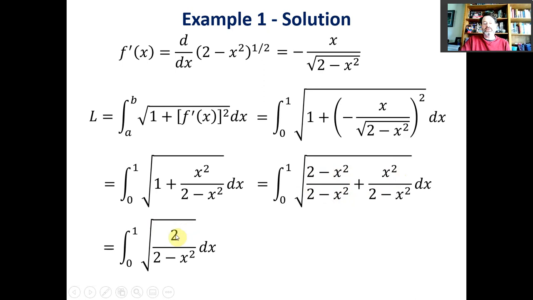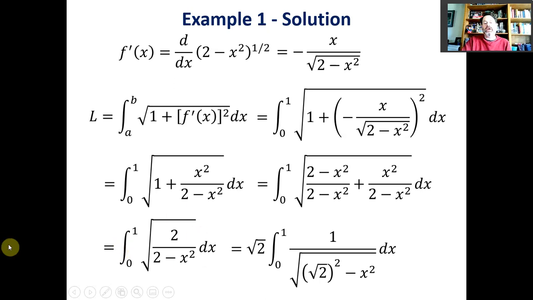2 is a constant, so we can pull this 2 out of the radical and bring it to the front. So it'll come out as radical 2. And then we note that in the denominator, we're going to end up with a radical, and we want to use a trig substitution here, or one of the formulas from your handy-dandy formula sheets.